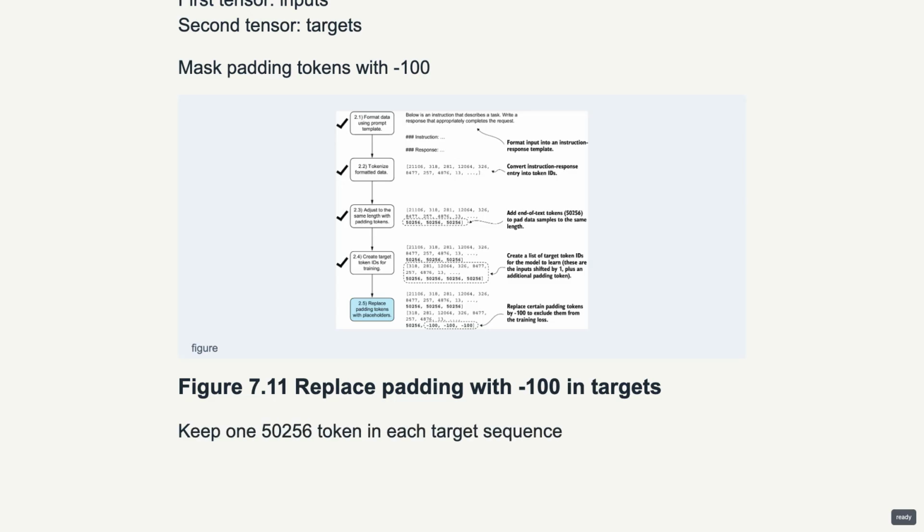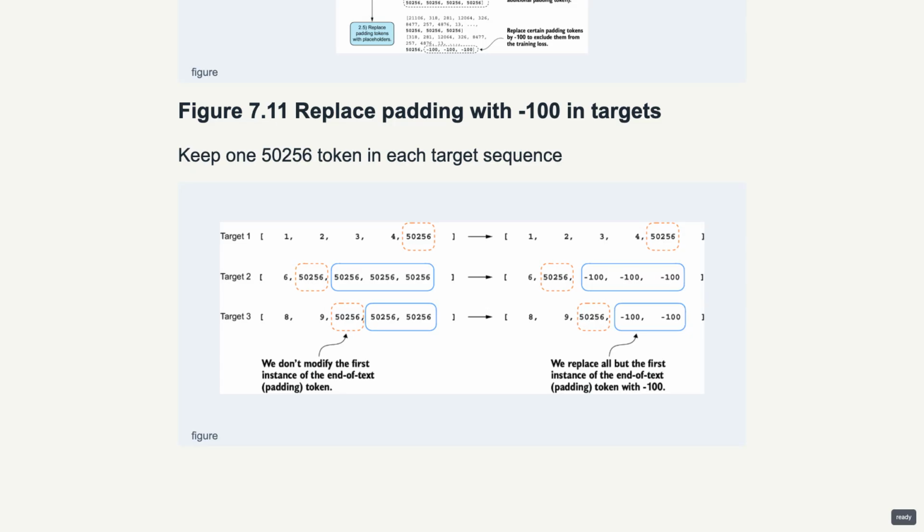One end of text token is still useful because the model should learn when to stop generating. The extra padding copies are ignored, but that first end of text token remains as a real training signal. Pay attention to the first end-of-text token versus the later padding copies. Only the first one is kept as a genuine target. The rest are replaced so they do not affect training.